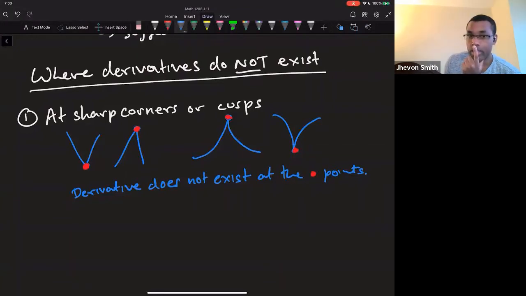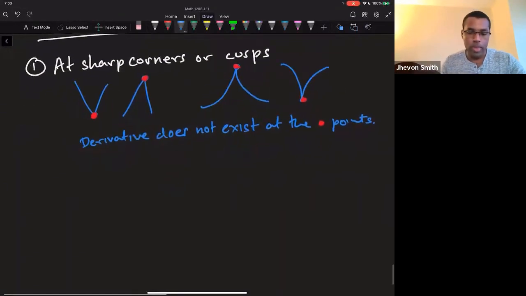Intuitively, the reason is if we keep zooming in on a sharp corner, it's never going to flatten out. It's a sharp corner, right? It's never going to look flat. It's sharp, so it literally comes in at an edge like this. No matter how much you zoom in, it's never going to look like a line. And if you actually try to take a derivative there and you apply the definition or some other formula, you're going to realize that it's not quite working out.